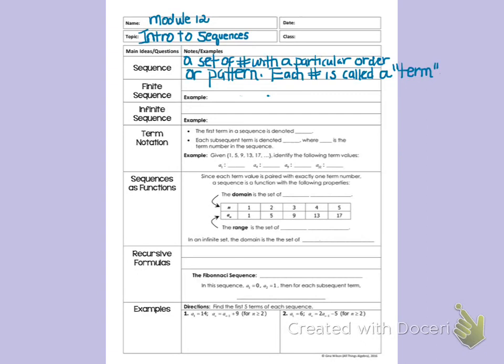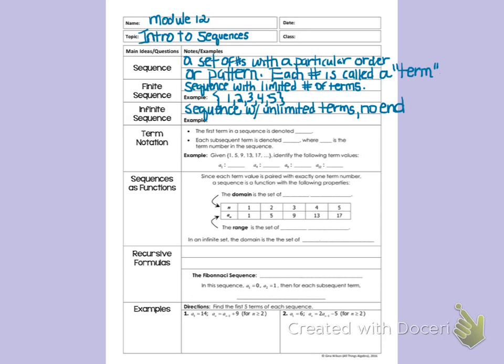Now, a finite sequence is a sequence with a limited number of terms. A very simple example of a finite sequence might be 1, 2, 3, 4, 5. That would be a finite sequence of just 5 terms. On the other hand, an infinite sequence would be a sequence with unlimited terms. In other words, they're not ending.